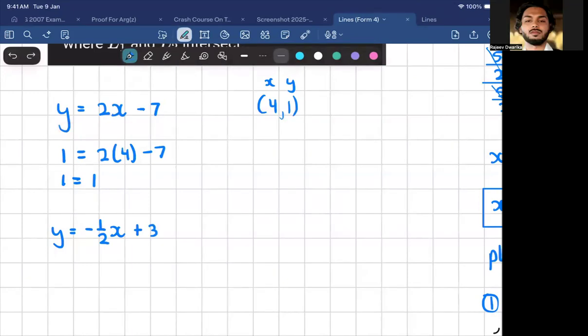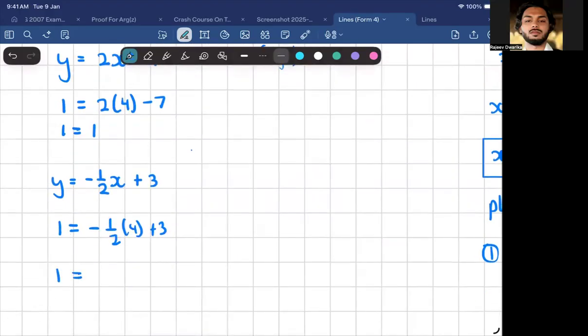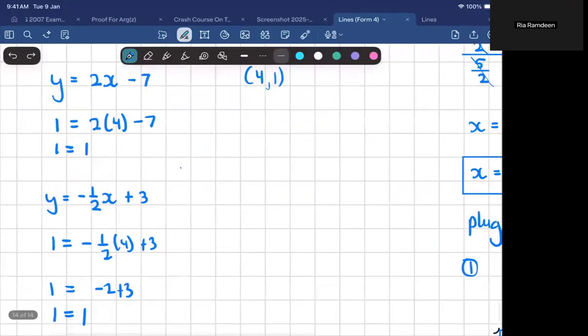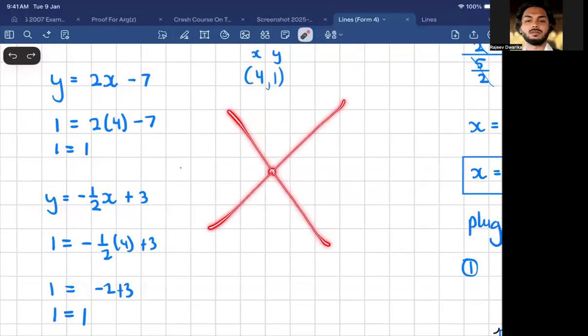Let's put 4, 1 into the second equation and see if it also satisfies it. So y is 1, so that'll be equal to negative a half times 4 plus 3. What's negative a half by 4? Negative 2. Negative 2 plus 3 is 1. Did it satisfy this equation as well? Yes. So again, understand what's happening. You have two lines, and at the point of intersection, that point is on both of the lines. So that point must satisfy both equations.